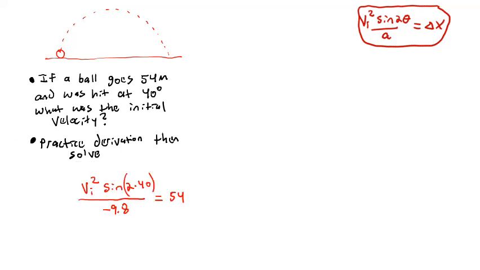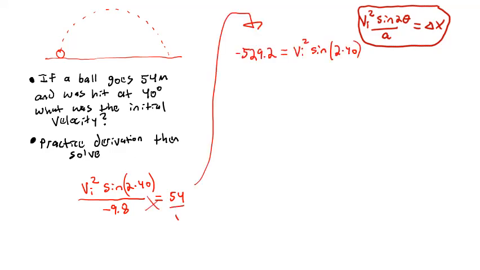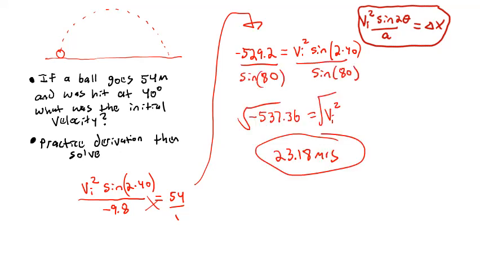Okay, so we'll place our values in there. Now, the 2 times the 40 have to be inside, and so you actually take the sine of 80 there, and you'll end up getting a velocity of 23.18 meters per second, and so that's the launch velocity to be able to go that 54 meters.